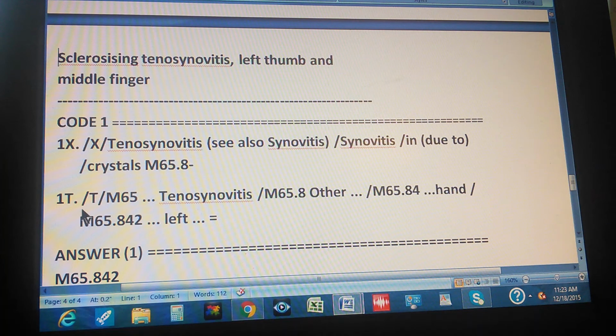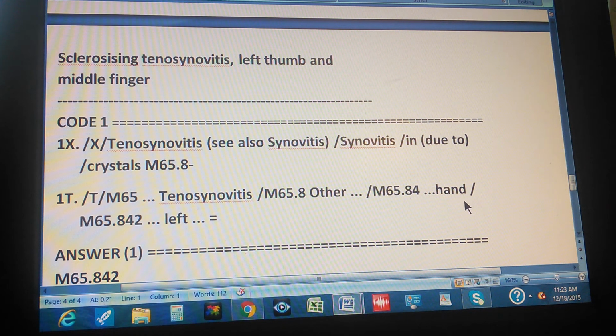The code through the tabular is found like this. First you go to tabular. Then you go to M65. What is that? Tenosynovitis. Now let's add the other digit. M65.8, which is other, and we told you in the tips that since it is not specifically indicated in the text, then we choose other. And now, why are we choosing 4 then?